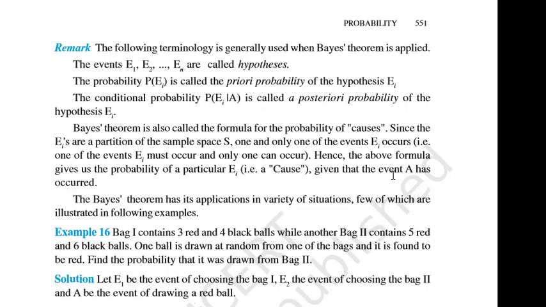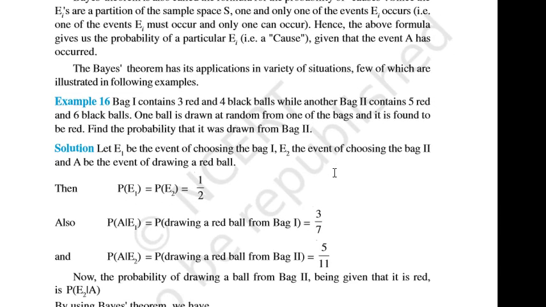Now first let us see example number 16. This example will help us understand this concept in a better way. Bag one contains 3 red and 4 black balls, while bag two contains 5 red and 6 black balls. We have taken the same problem which we discussed in the beginning. One ball is drawn at random from one of the bags and it is found to be red. Find the probability that it was drawn from bag two. So we have chosen one bag and drawn one ball, and that ball came out to be red. We have to find the possibility that we drew this red ball from bag two.